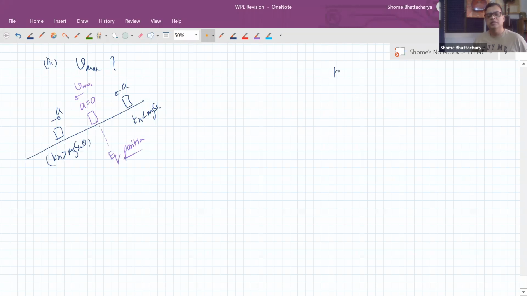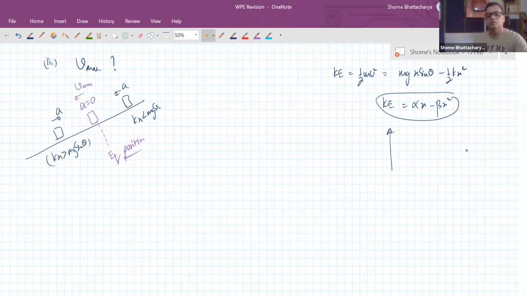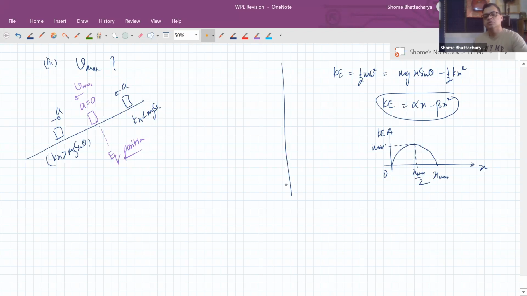Or another way we can understand it is that the kinetic energy half mv square was this kind of a relation. It was mg x sine theta minus half kx square. So you can see that this kinetic energy is a sort of quadratic function. It's like some alpha x minus beta x square, where alpha and beta are constants. So if you plot the kinetic energy versus the extension of the spring, you can see that you are getting this kind of a parabolic graph, where this is x maximum, where v becomes 0. So here is where the kinetic energy is maximum at half of x maximum.